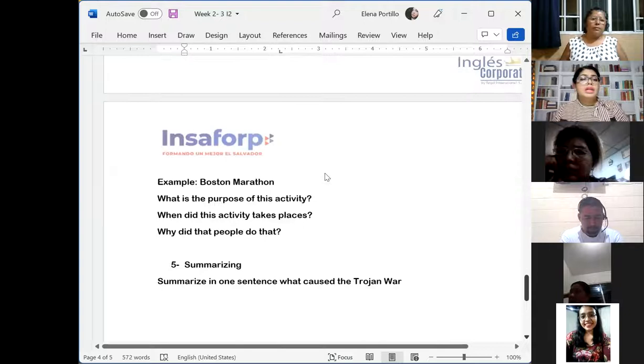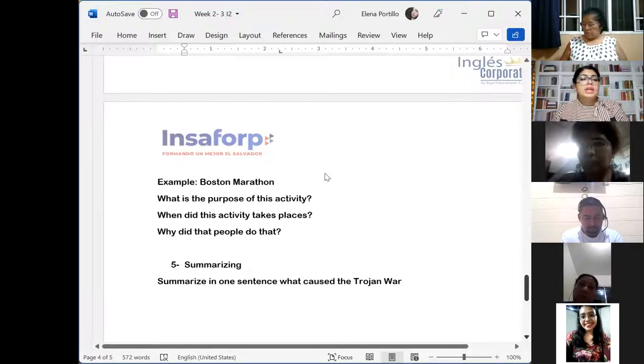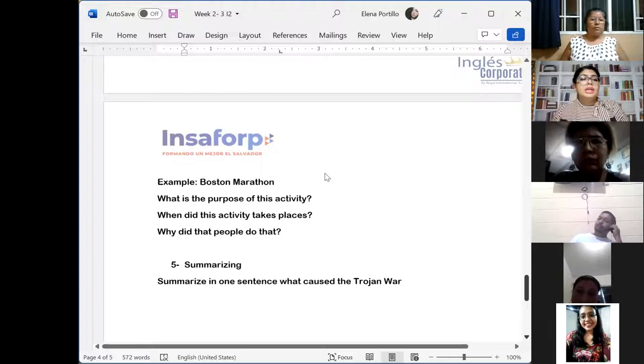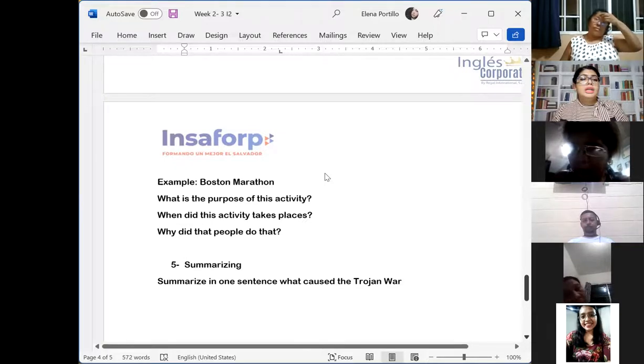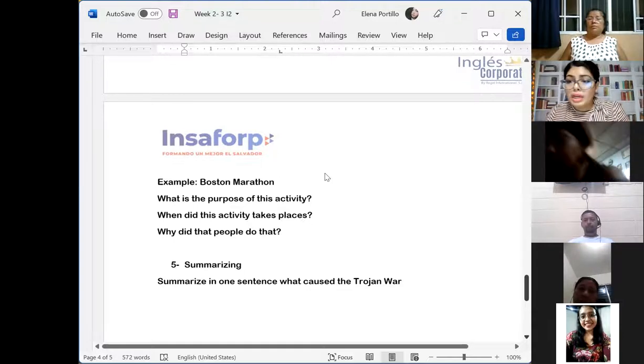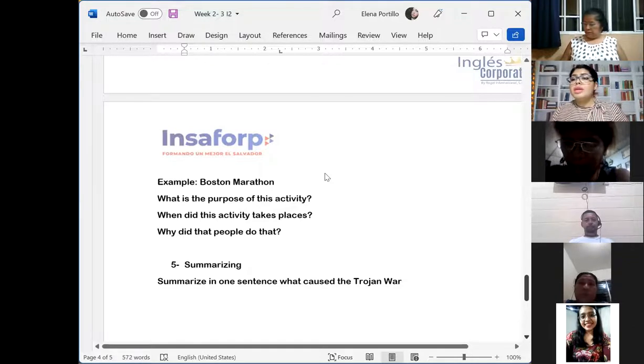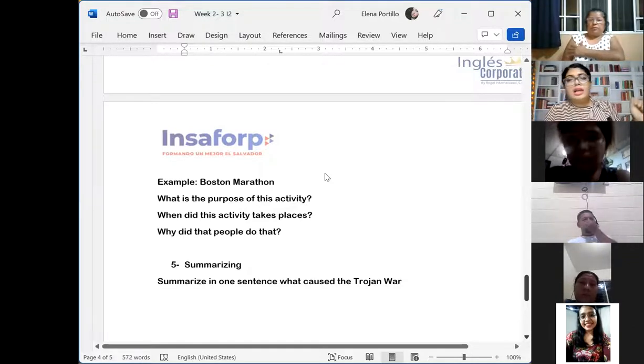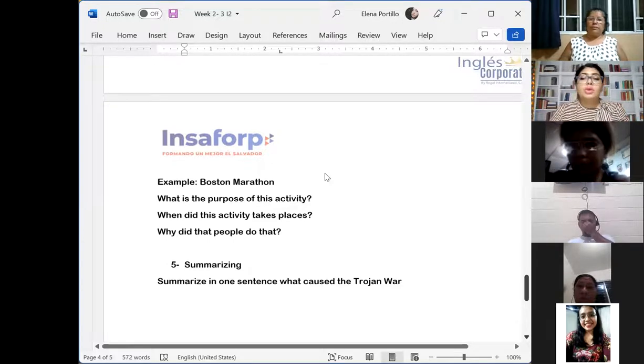Then we have number 5, that is summarizing, that is the one that we were studying at the end of the session yesterday. In this case, is to summarize the things that we are reading. We are not going to tell the whole story when someone asks us what is the story about, what is the news about, what is the article about. We use some information to give the main points of the news or the articles or the story that we are reading. And we look for details that help the people understand what this story is about.